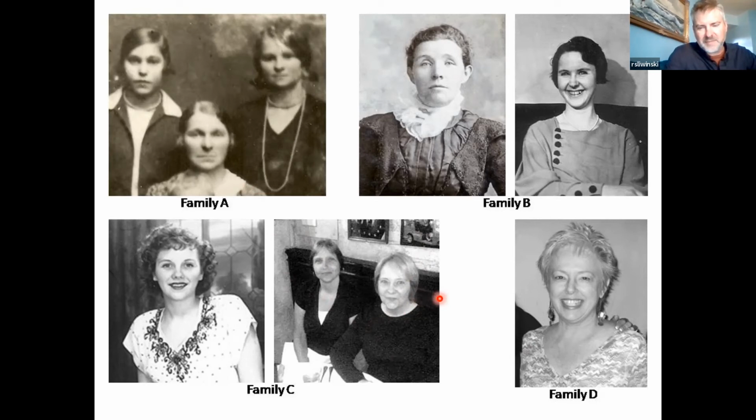Family D and family C are even more closely related in timeline. But family B and my family are probably related closer to the 1500s. I go into more detail about that, but I'm not going to do that right now. So we're on time.